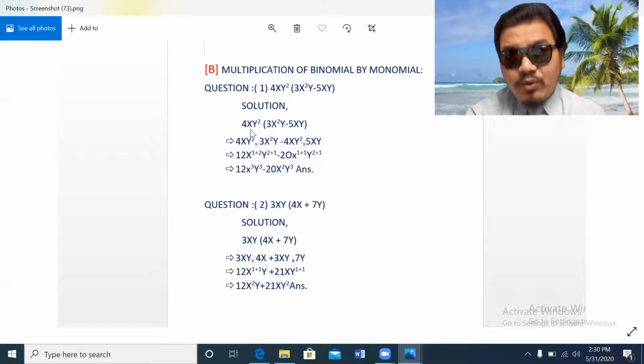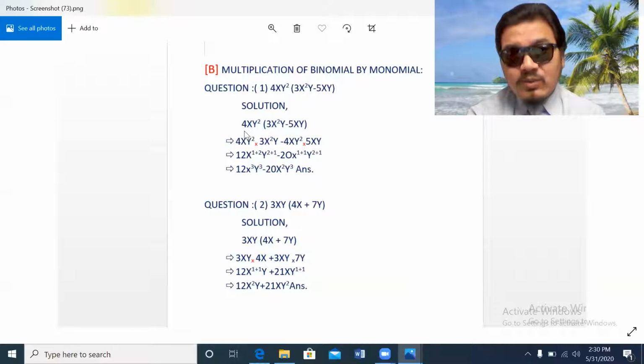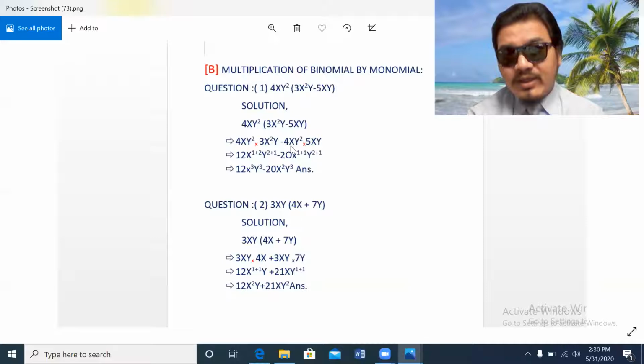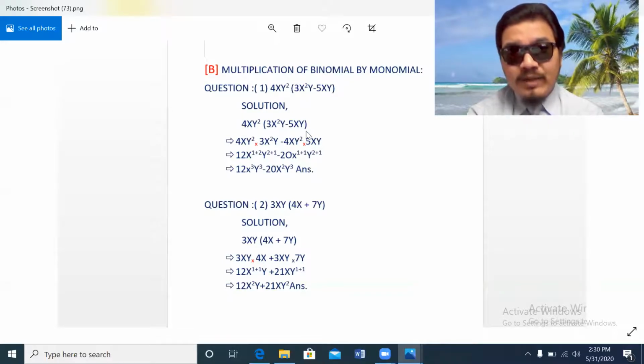First of all, this 4xy square will multiply with the first term, 3x square y. Then this sign is minus, right, here minus. Again, this 4xy square will again multiply with 5xy. It is shown here: 4xy square is multiplied with 5xy. This is the method, the first step we can tell to multiply a binomial by a monomial.